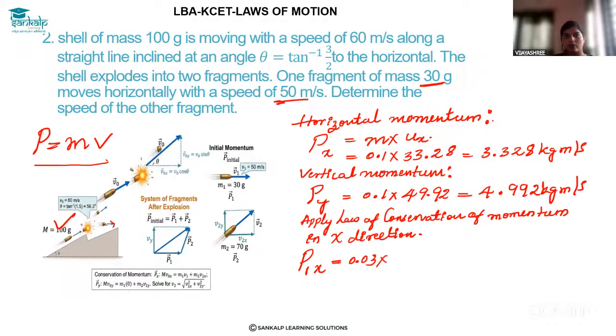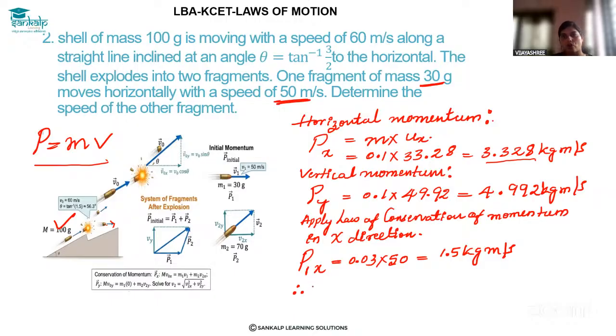The corresponding velocity is given as 50 meter per second. So which is equal to 1.5 kg meter per second, right? Therefore, what was the initial momentum, which is equal to 3.328.